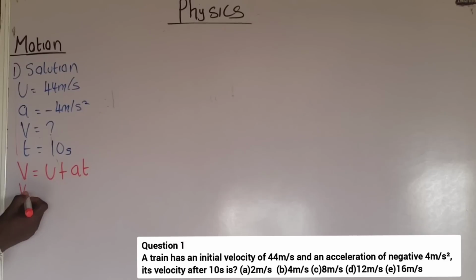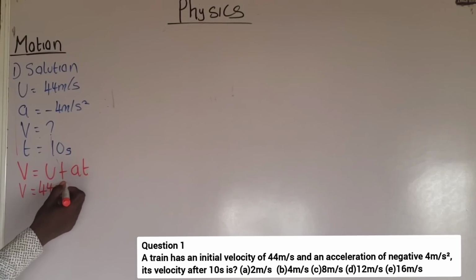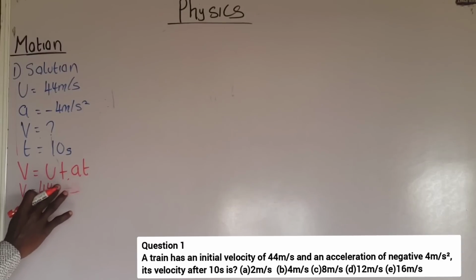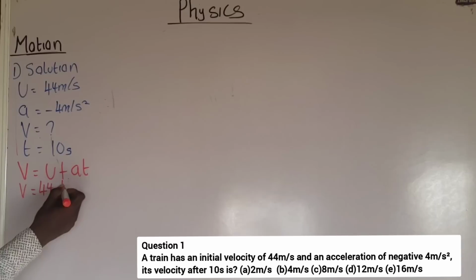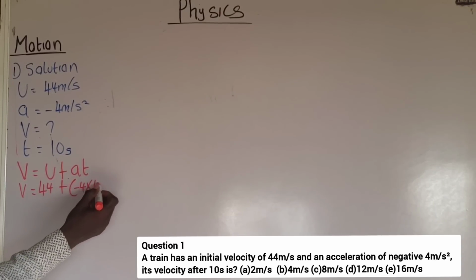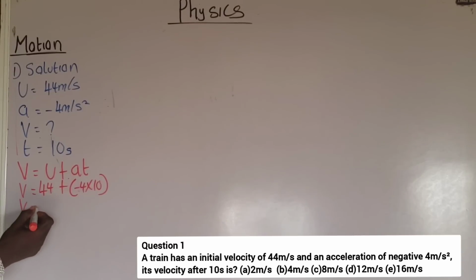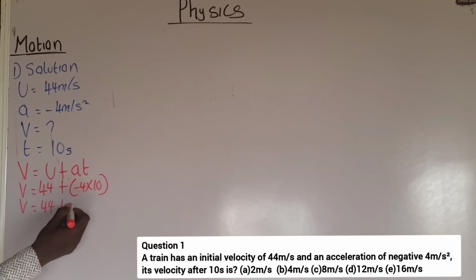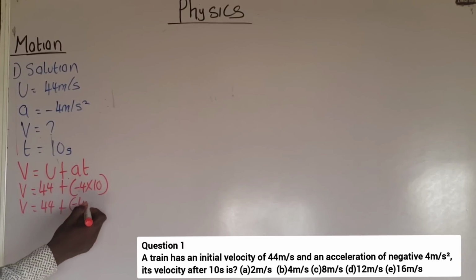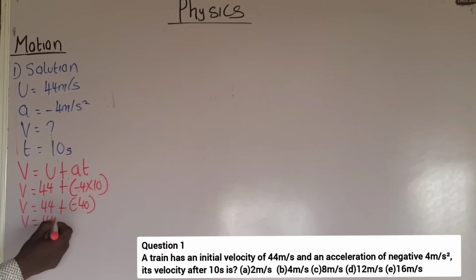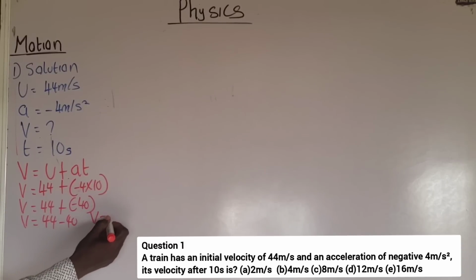Okay? Here, v equals u. u is what? u is 44 meters per second. So I'm going to have 44. There is no need of putting units. Plus a. a is what? -4 meters per second squared. So I'm going to have -4 multiplied by t, which is 10. So v equals 44 plus -4 times 10, that is what? -40. You understand? So v equals 44 minus 40. So here v equals 4 meters per second. This is the velocity of the train after 10 seconds.